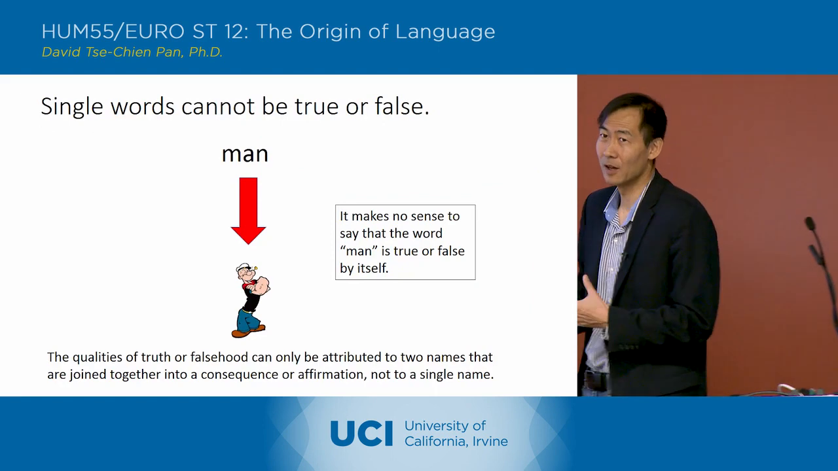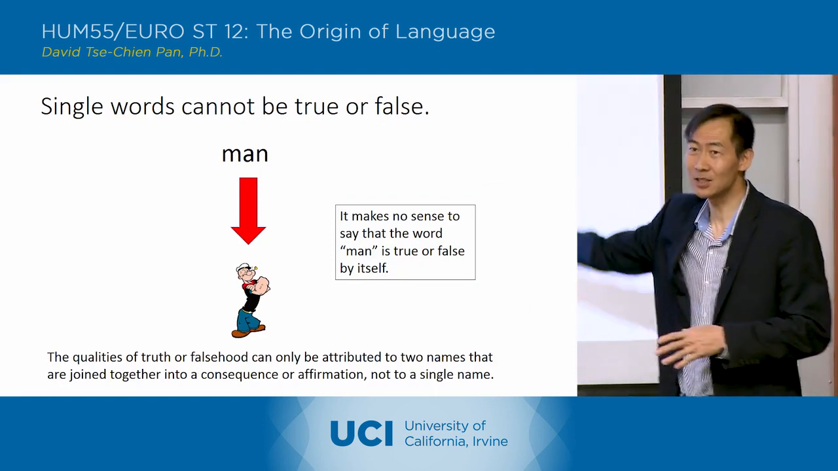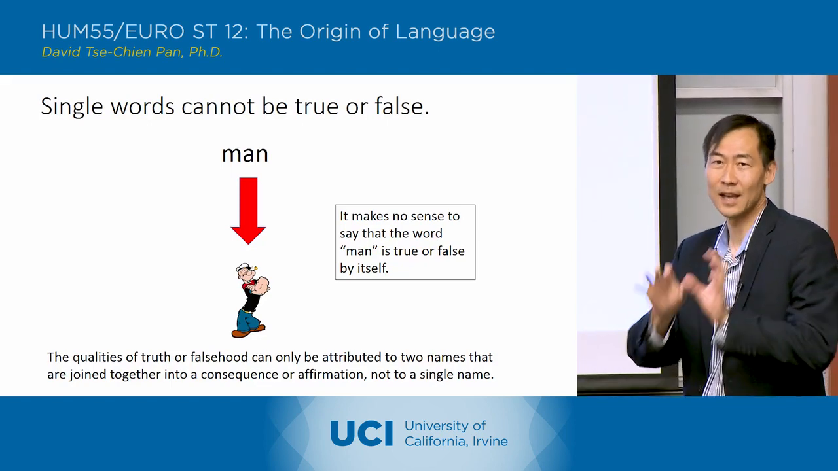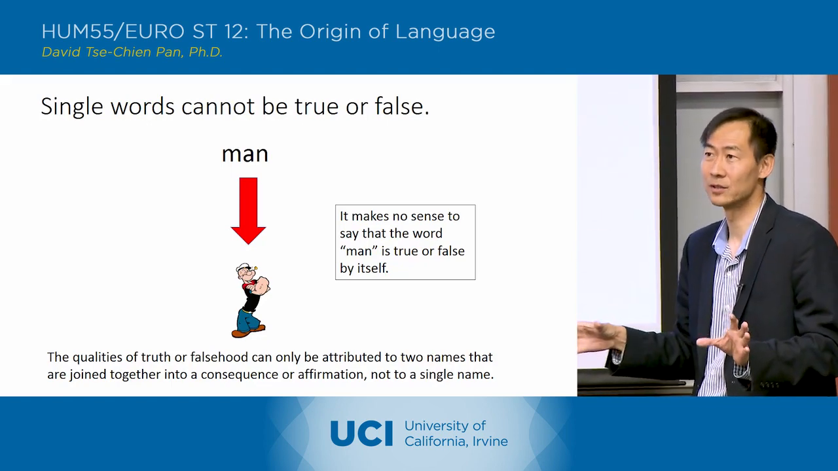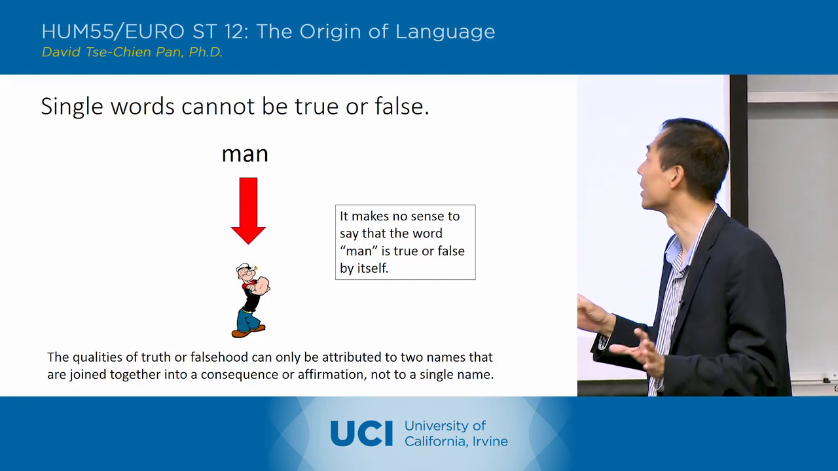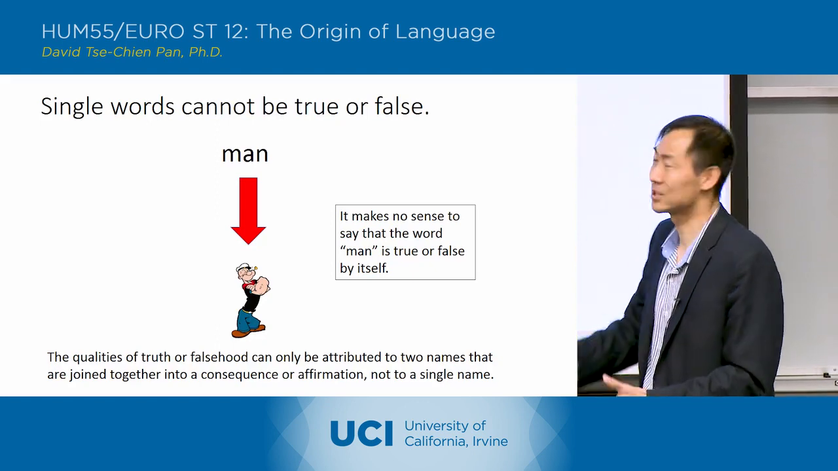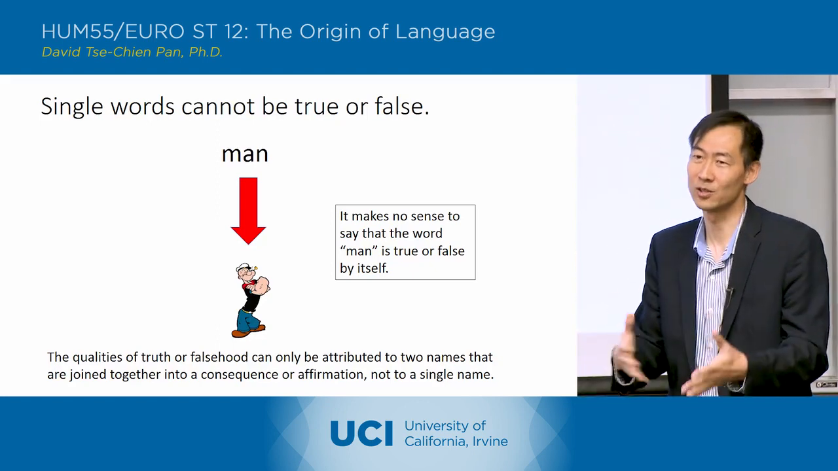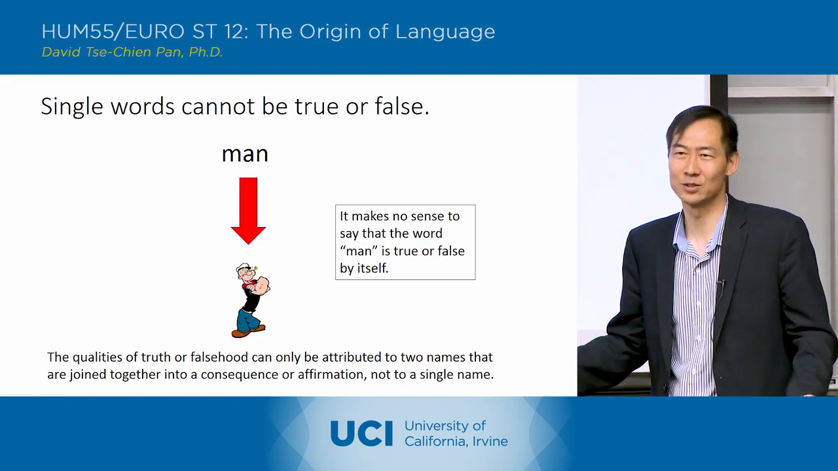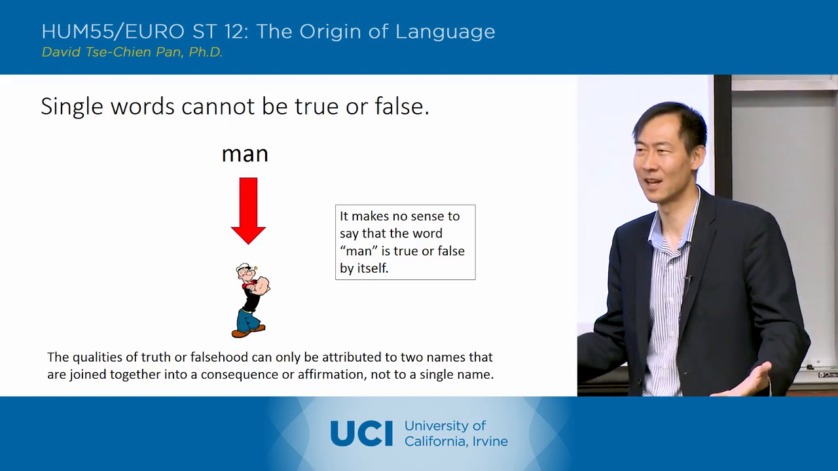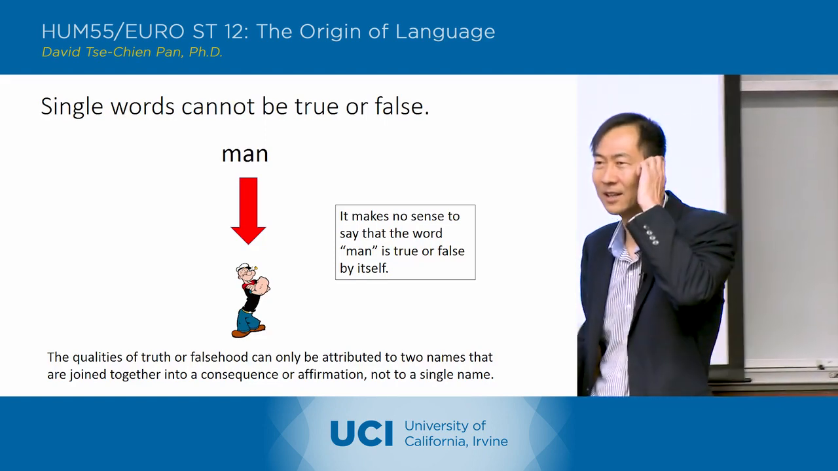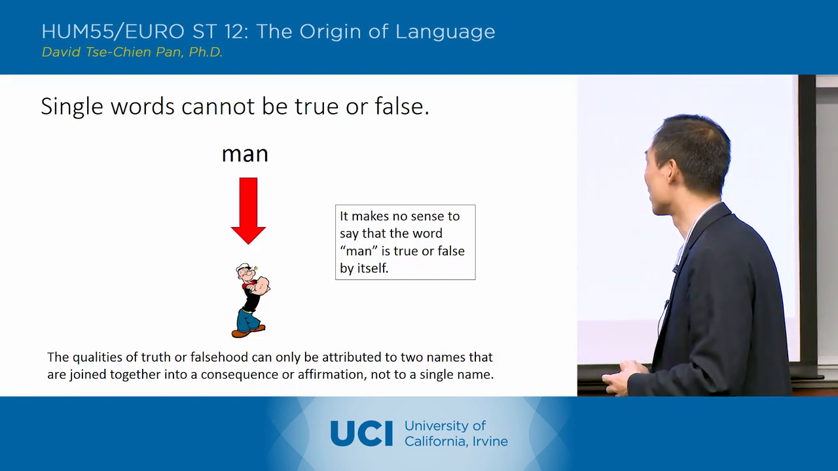The first thing is that he's saying that single words cannot be true or false, right? You need to have this connection between one word and another. That's what he's indicating, that you have to have a connection in order to have a true or false statement. Because it makes no sense to just say the word man or dog or chair. If you just say the one word, there's no way that anybody can say that that's true or false, because you're not really saying anything about that man or that chair. There's no way you can apply any kind of measurement of truth or falsehood.